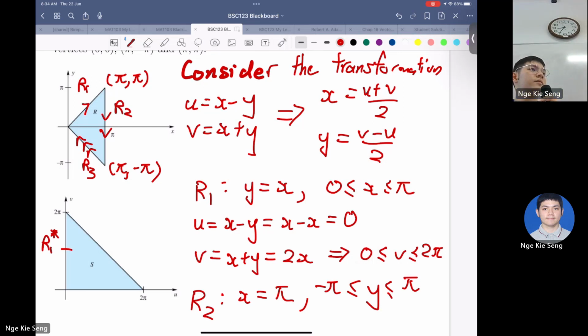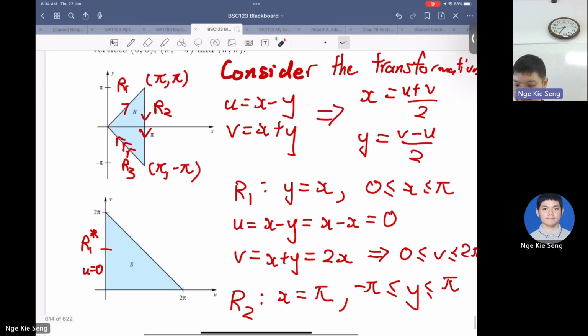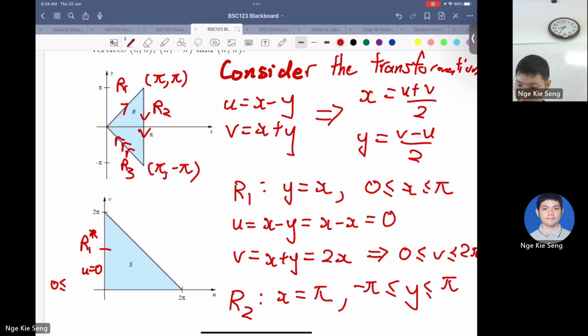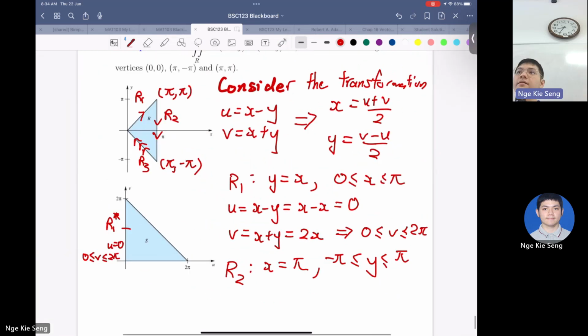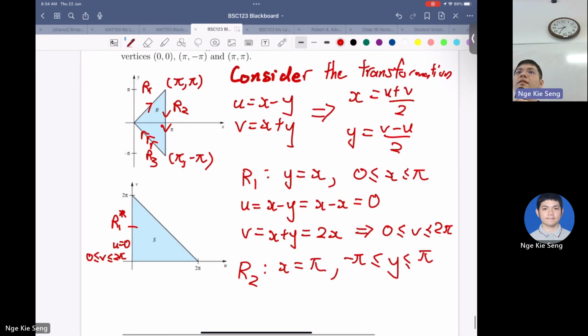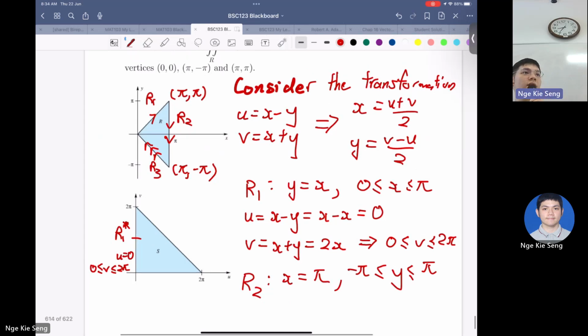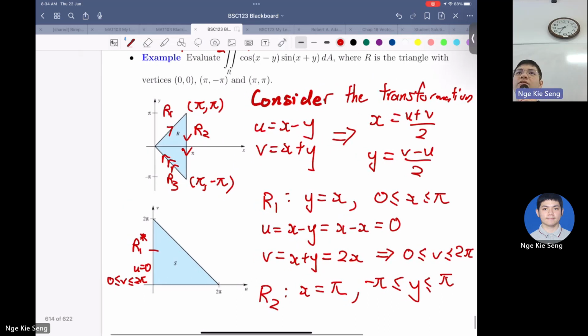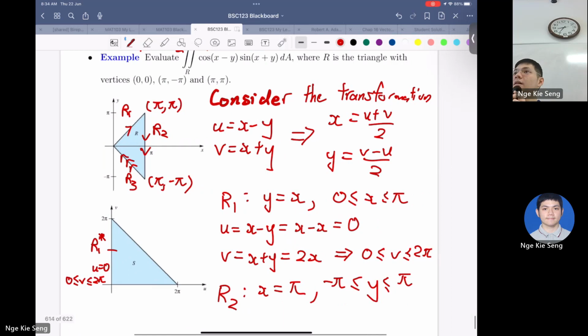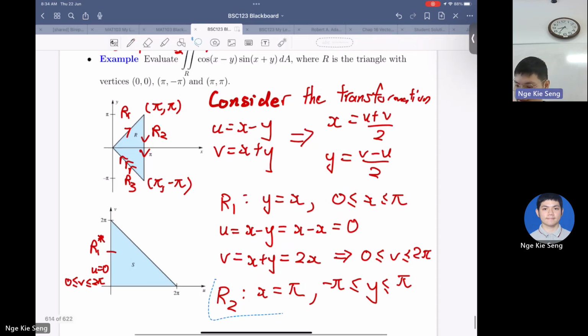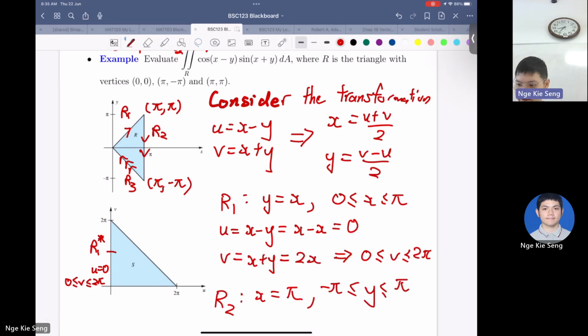Okay or not? So this is the u equals 0 line. V is going from 0 to 2 pi. So far, okay? Okay or not? First line. Any question or not? Okay, I understand. All right, next. How about next?